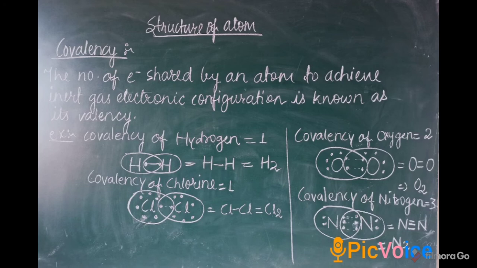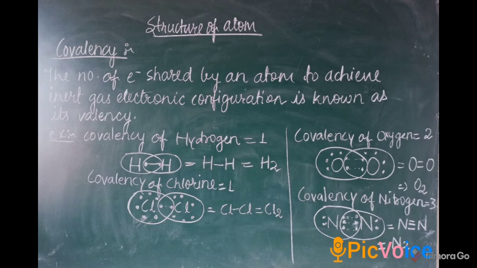Example, the covalency of hydrogen is equal to 1 as the atomic number of hydrogen is 1. So its electronic configuration is 1 and the hydrogen atom has 1 electron in its outermost shell. So it needs 1 more electron to achieve the nearest inert gas electronic configuration of helium, and it makes a hydrogen molecule by sharing one pair of electrons.